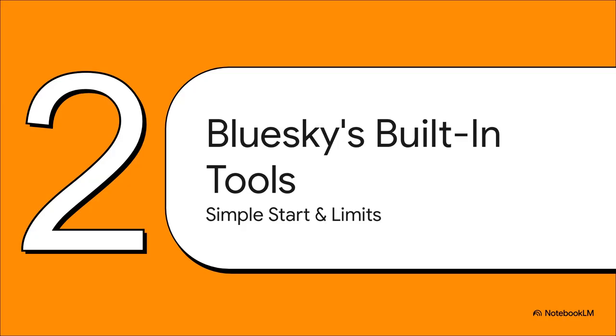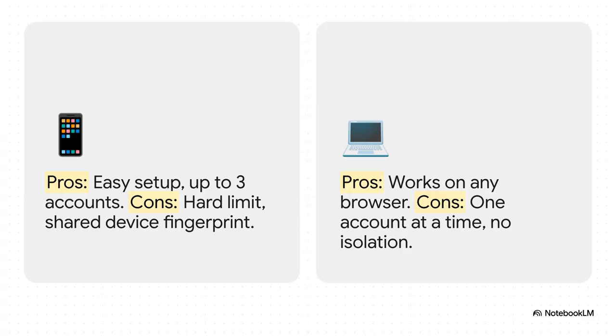So, what's the first thing most people try? Well, you look at what Bluesky gives you, right? You start with the built-in tools. And they're the first step on the ladder, but they're a simple start with some very simple limits. On one hand, you've got the official apps for your phone or desktop. Super easy, right? And they let you switch between up to 3 accounts? But that's a hard stop at 3. And more importantly, all 3 accounts are broadcasting that same single device fingerprint.